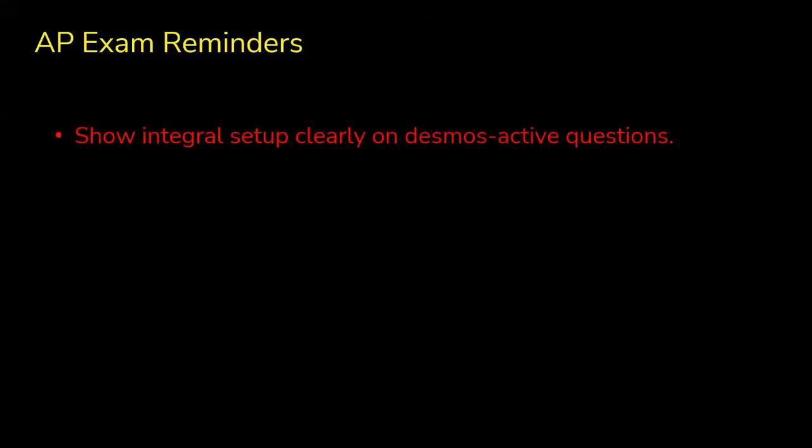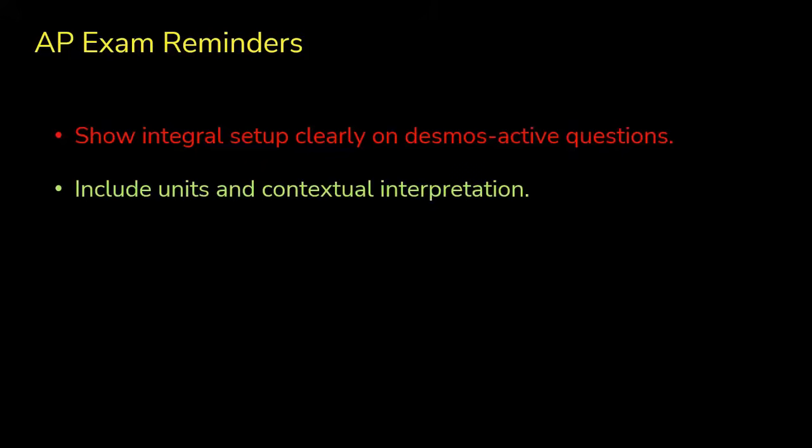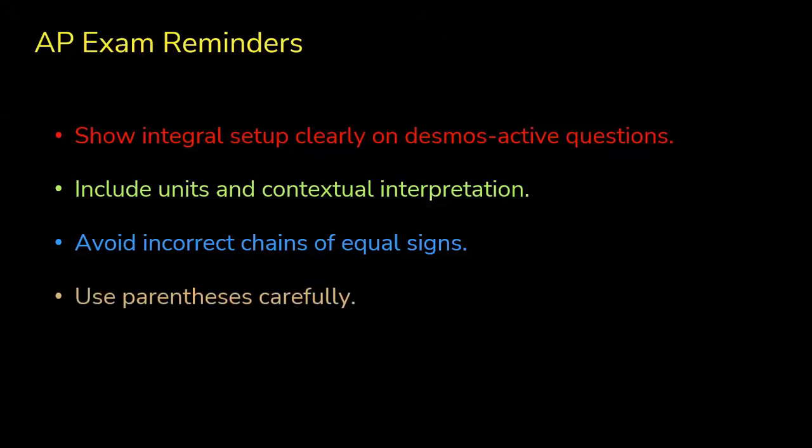so make sure you are armed with all these skills. A couple quick AP exam reminders. Always show your integral setup, particularly on Desmos or calculator active questions. You want to include units as well as contextual interpretation when it's required. You want to avoid incorrect chains of equal signs. If it says approximate, make sure you use the wavy equal signs, and then after you calculate your approximation, you can put the equal sign. And finally, make sure you're using parentheses carefully. If you understand these ideas, you're in great shape for Unit 6.